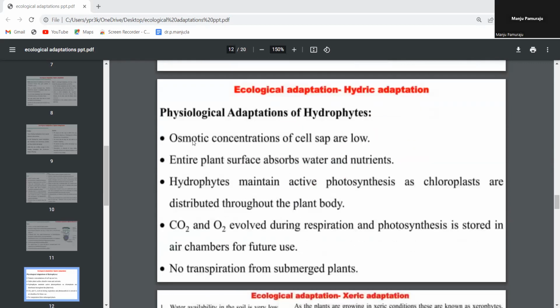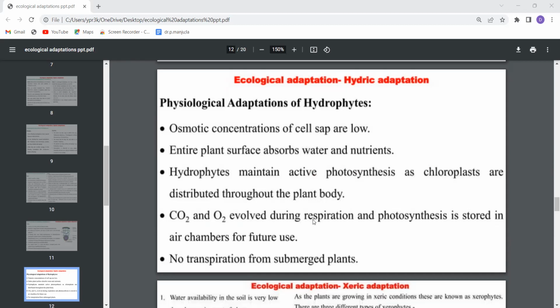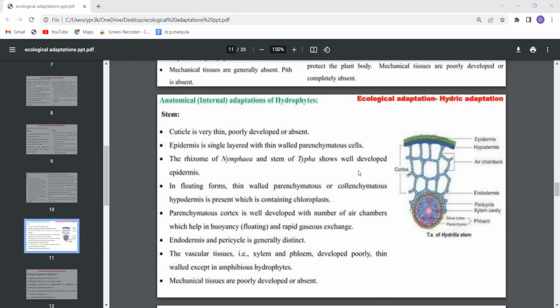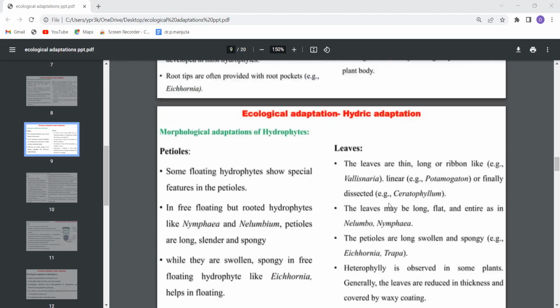Next are the physiological adaptations of hydrophytes. The osmotic concentration of the cell sap is low because they are present in water. The entire plant surface absorbs water and nutrients. Hydrophytes maintain active photosynthesis as the chloroplasts are distributed throughout the plant. The CO2 and oxygen evolved during respiration and photosynthesis are stored in the air chambers for future use. There is no transpiration from submerged plants. These are the ecological adaptations of hydrophytes.